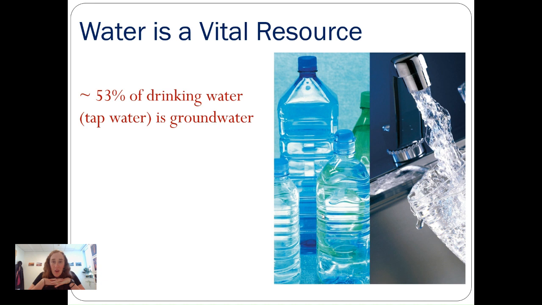So why should you care about groundwater? Groundwater is 53% of drinking water in the US, meaning more than half of tap water is groundwater. That includes places here in Massachusetts. If you're on city water and you don't have a well at your house, there's a pretty good chance that it could actually be groundwater. In your city, maybe they pump water out of the ground instead of getting it from a dam or a reservoir, and then distribute it to your house. Roughly 53% of drinking water in the US is actually groundwater.